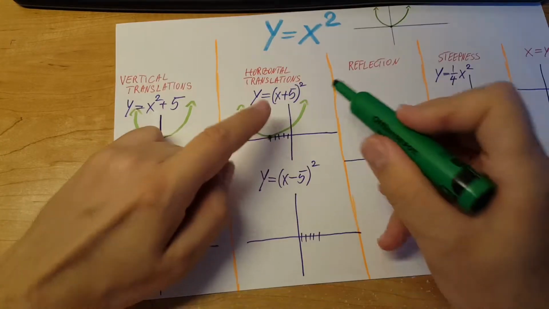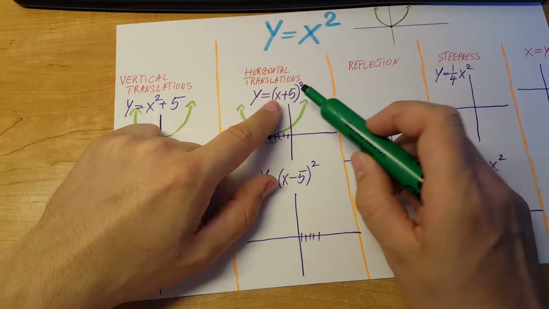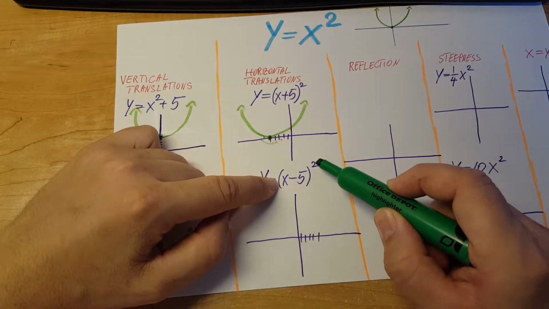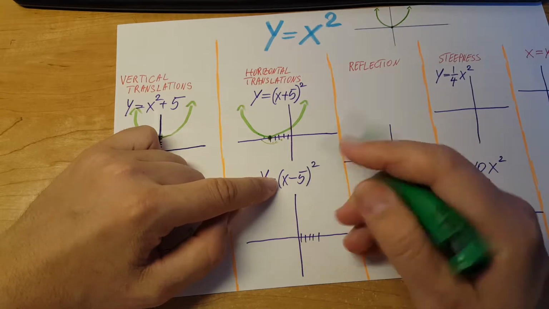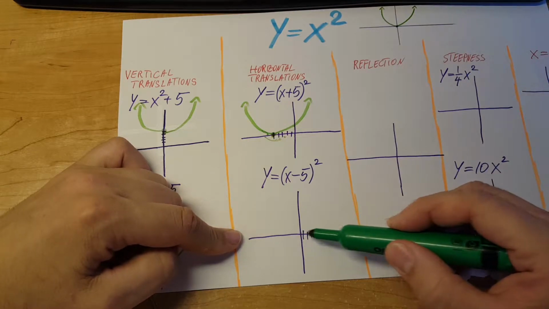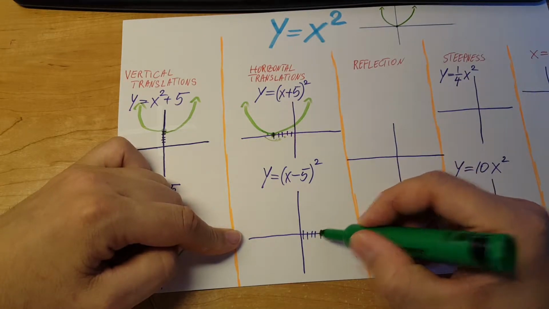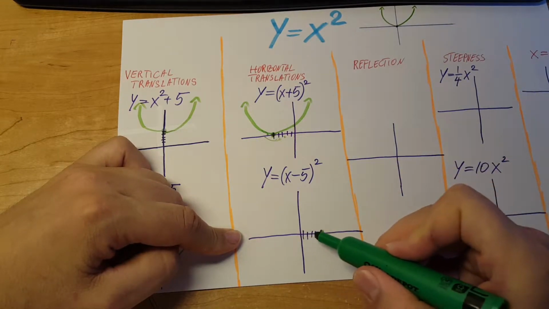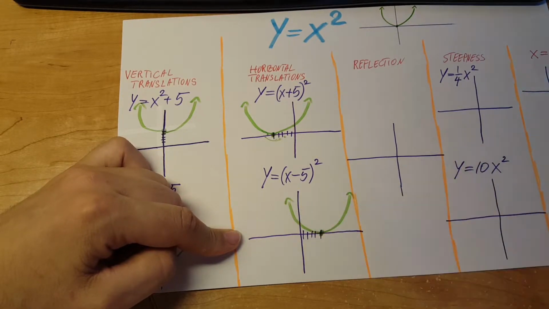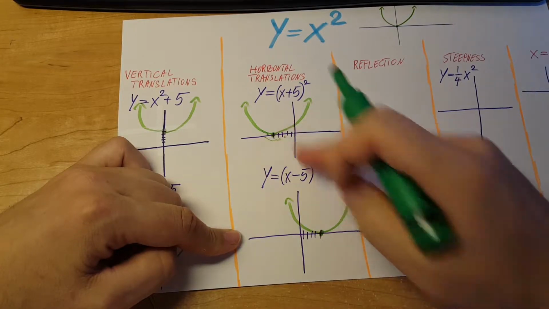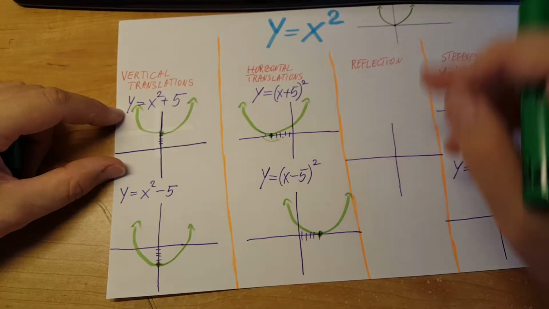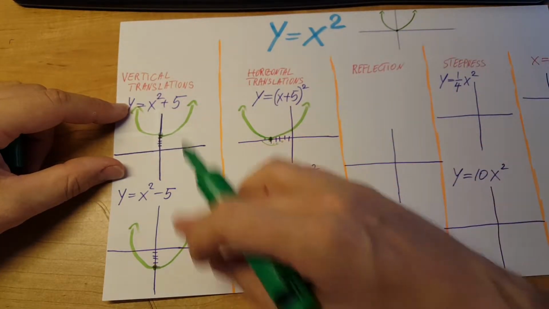Okay, now the same process, but this time we're gonna add a negative 5 inside the parentheses under the square, and this will cause us to have a horizontal translation to the right, and our vertex of the parabola will be right here, 5 points to the right, and we're gonna draw our parabola just like that. Again, still the same shape. All these are exactly the same shape parabola. They're just positioned at a different location.